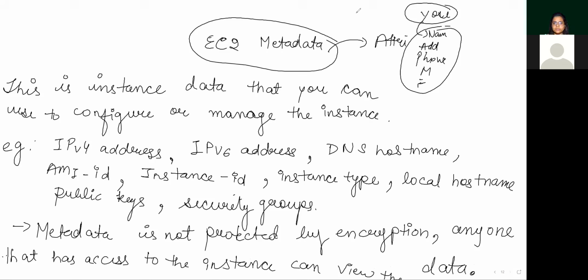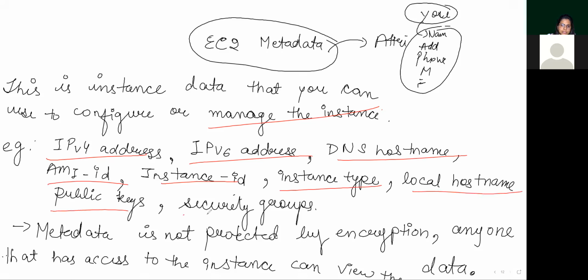So it is very simple to understand that this is the instance data that you can use to configure and manage the instance: IPv4 address, IPv6 address, DNS host name, AMI ID, instance type, instance host name, public keys, security groups. These are all the details that we give when we create an EC2 instance. Metadata is not protected. Anybody who has access to the instance can access this data.